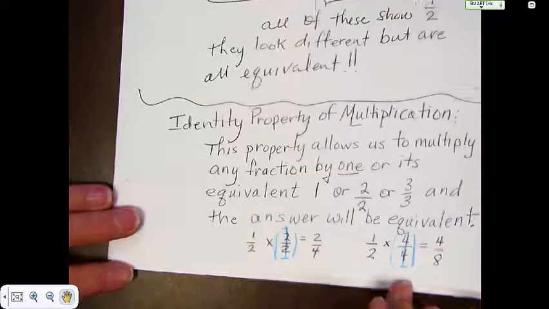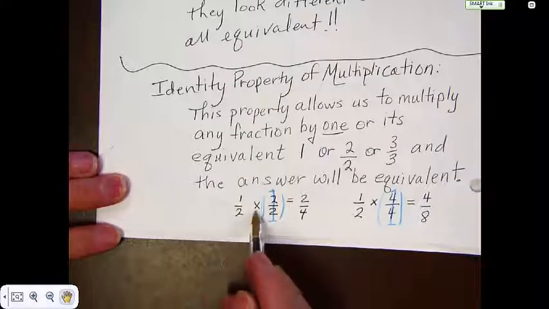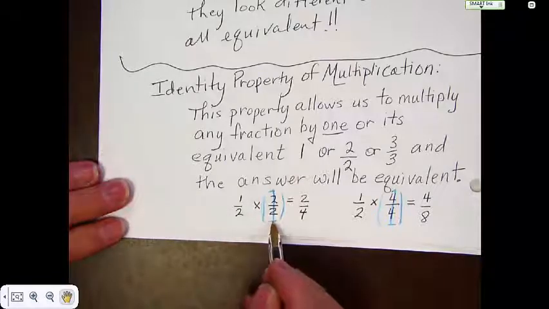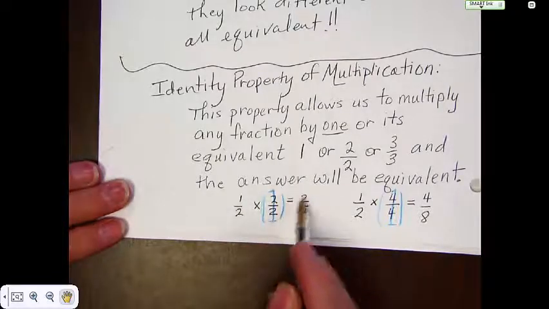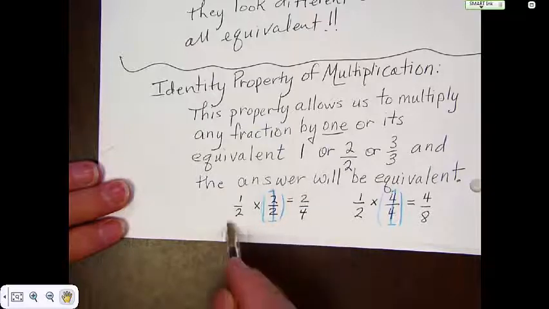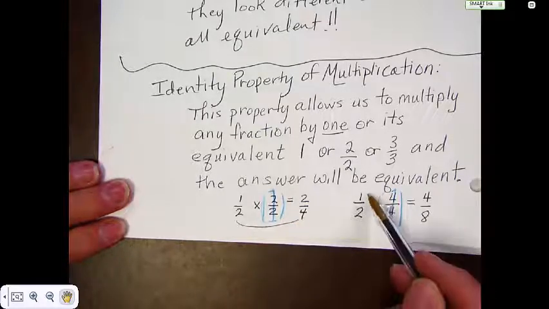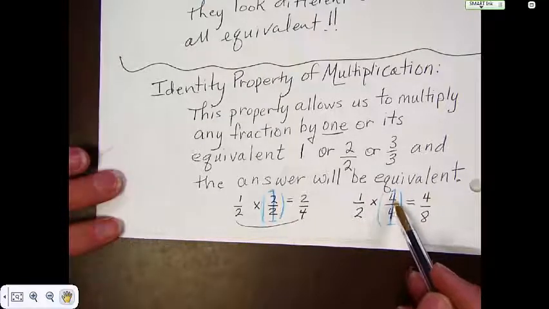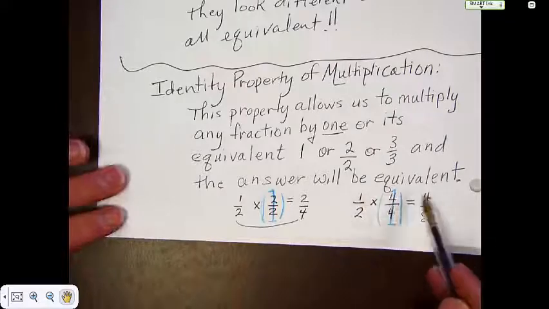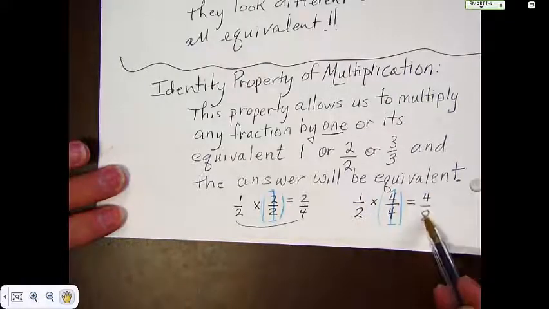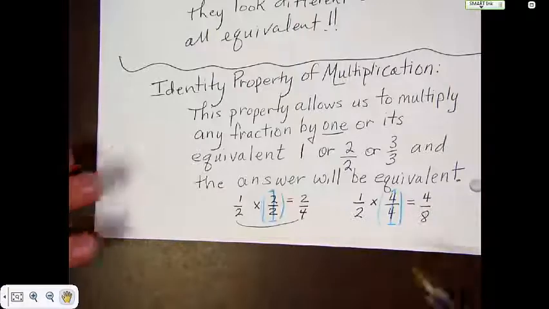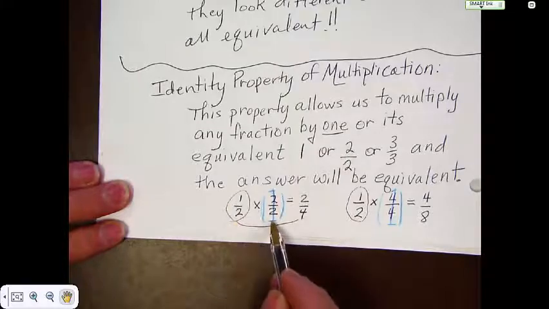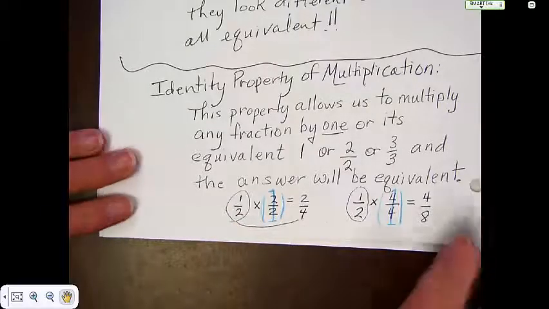As seen below here, okay, you've got 1/2 times 2/2. Well, we all know that 2/2 is really just 1. So we get 1 times 1, which is 1, 2 times 2 is 4. It still is 1/2. Down here at the bottom, we have 1/2 times the equivalent of 1, 4/4. 1 times 4 is 4. 2 times 4 is 8. Reduce it, and it ends up to be 1/2. They are both equivalent to what they started with, but we just multiplied them by what I call a special 1. Okay?